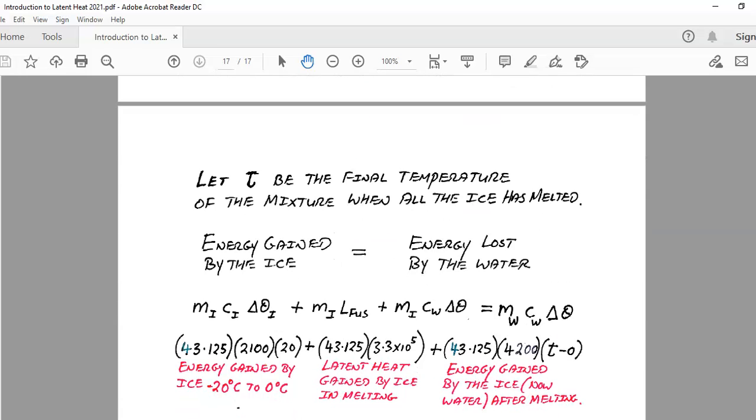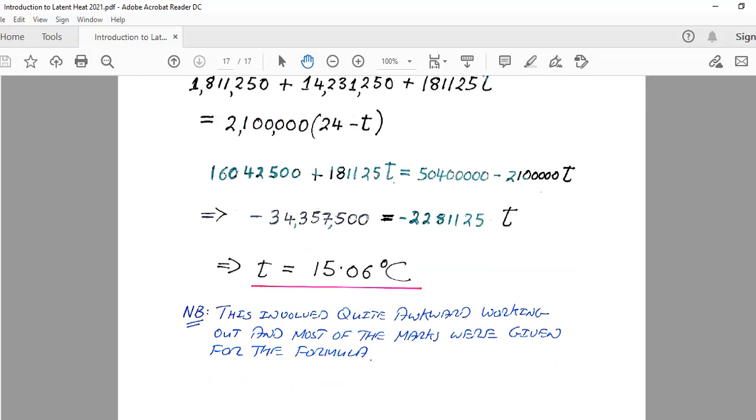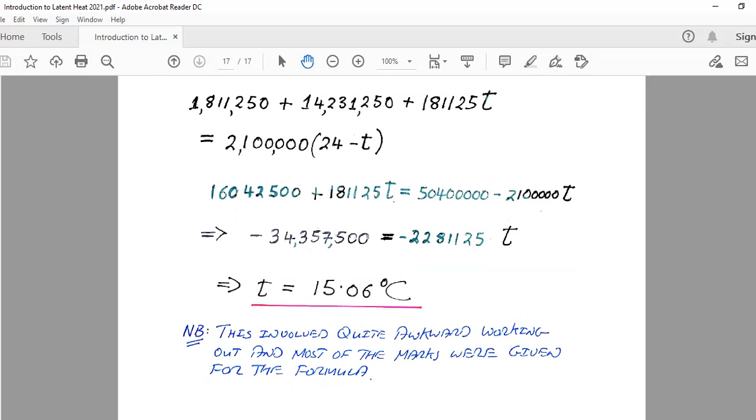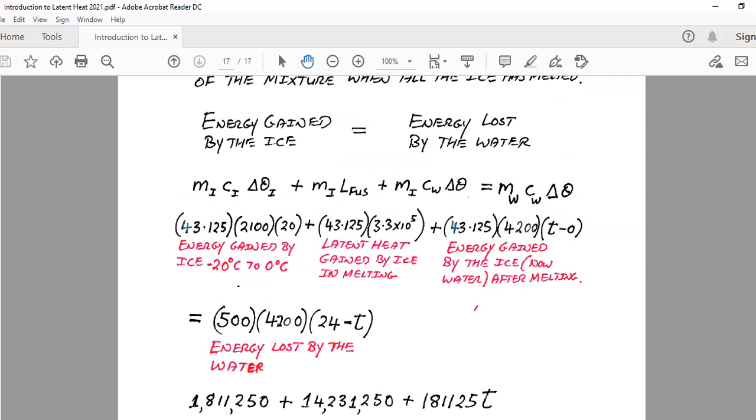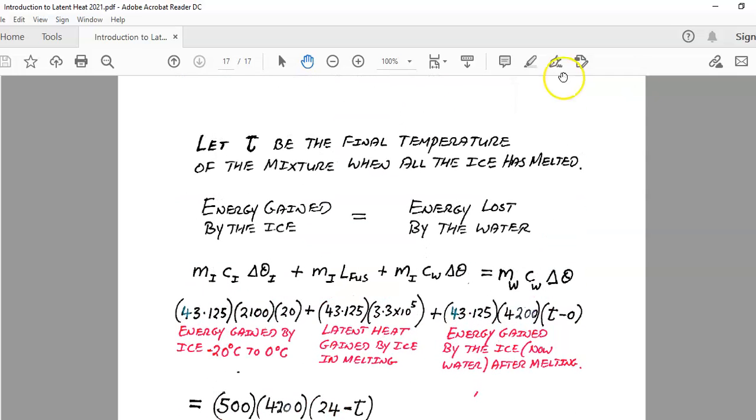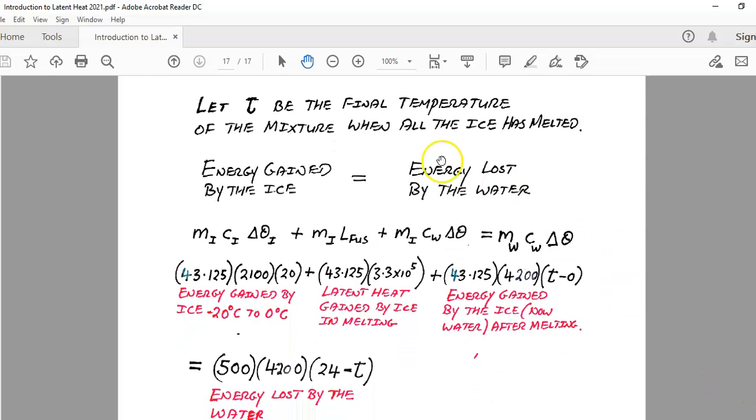Now, here's where it got a little bit interesting, or complicated, if you want to say that. I said, let T be the final temperature of the mixture when the ice has melted. So T will be somewhere between minus 20 and 25 degrees Celsius, because I think that's what the water was. The ice will gain energy and the water will lose energy. Now, the ice will gain quite a lot of energy, and it will gain energy in 3 different chunks. The ice starts off at minus 20.